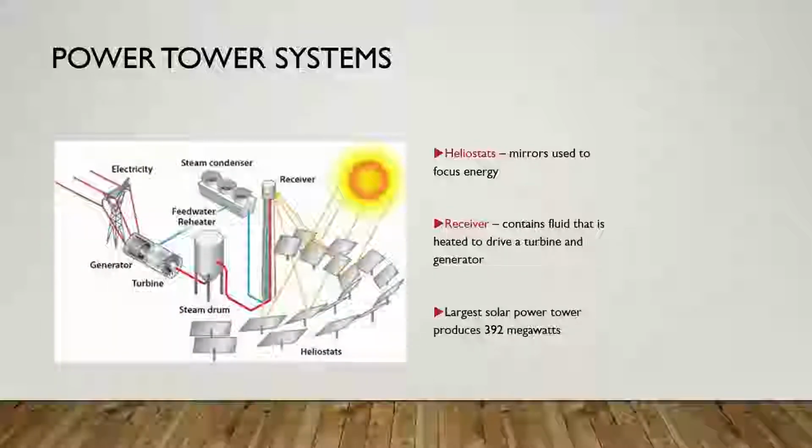Our tower system consists of the heliostats and the receiver. The heliostats are mirrors used to focus light energy onto the receiver. The receiver also contains a fluid that is heated to drive the turbine generator. The largest solar power tower produces 292 megawatts.